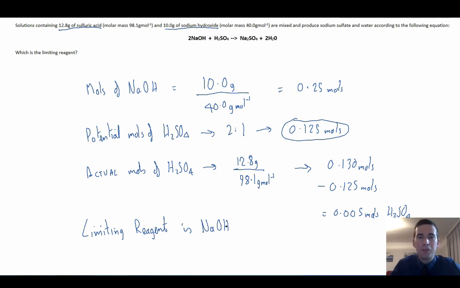It's very important, when you have this type of calculation where you have to work out the mass of one of the products, that you first work out the limiting reagent, then use the amount of moles of that limiting reagent for the next step to work out the mass of the products.